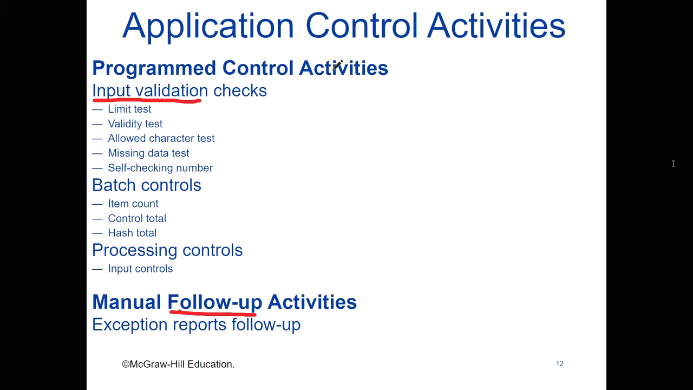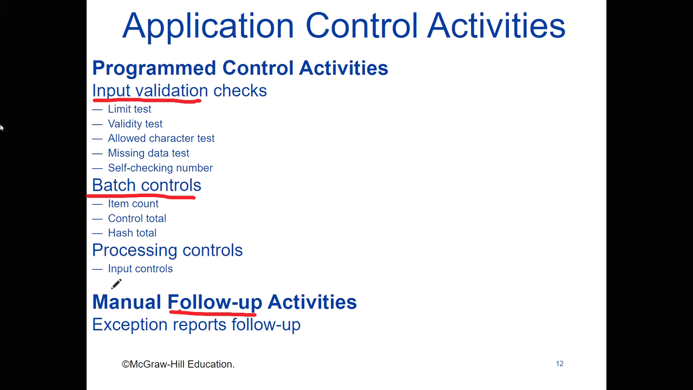A hash total would be adding up a number that isn't really meant to be added up, right? So if you had customer numbers, for example, and those are all numbers in the customer number field, you can add them up and it creates a hash total, and that doesn't mean anything, right? It's not like it has a specific meaning, but it's a total that shouldn't change from before a process to after a process, right? It should still be the same. And so those are 3 different ways that we can make sure that we're not having any problems as we're moving transactions through the different processes.